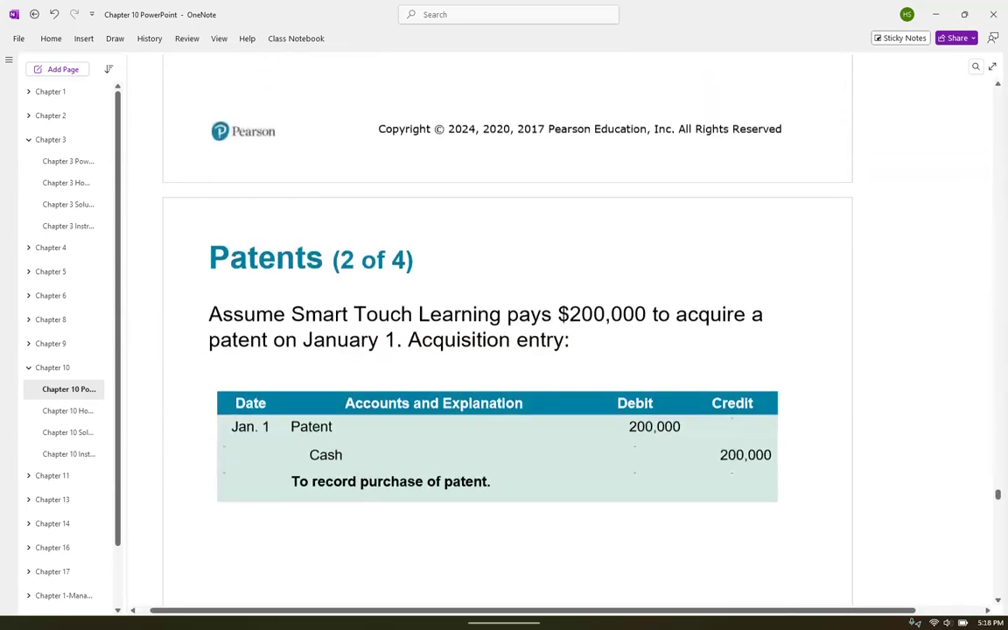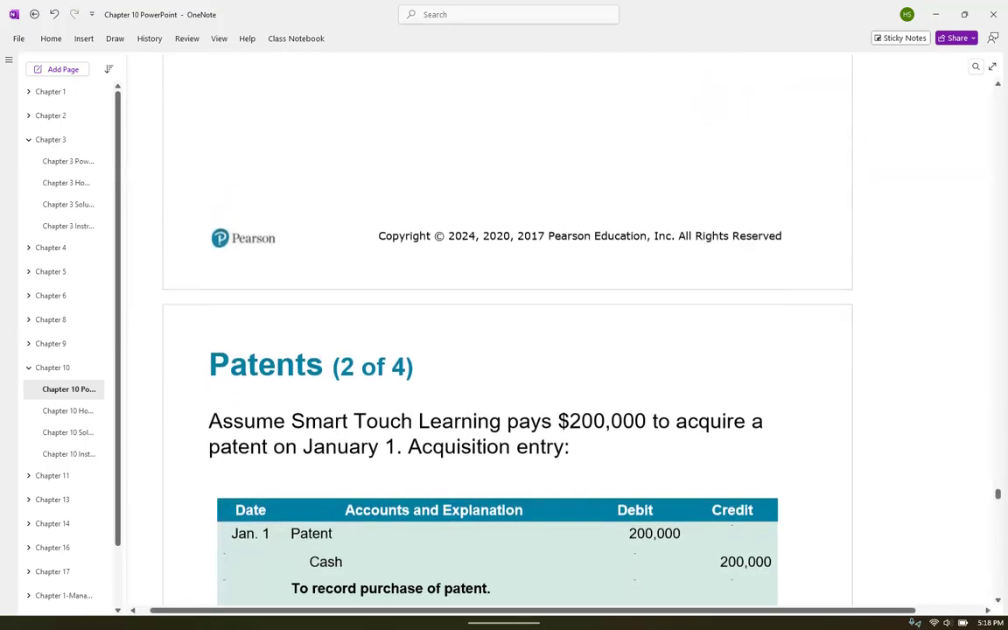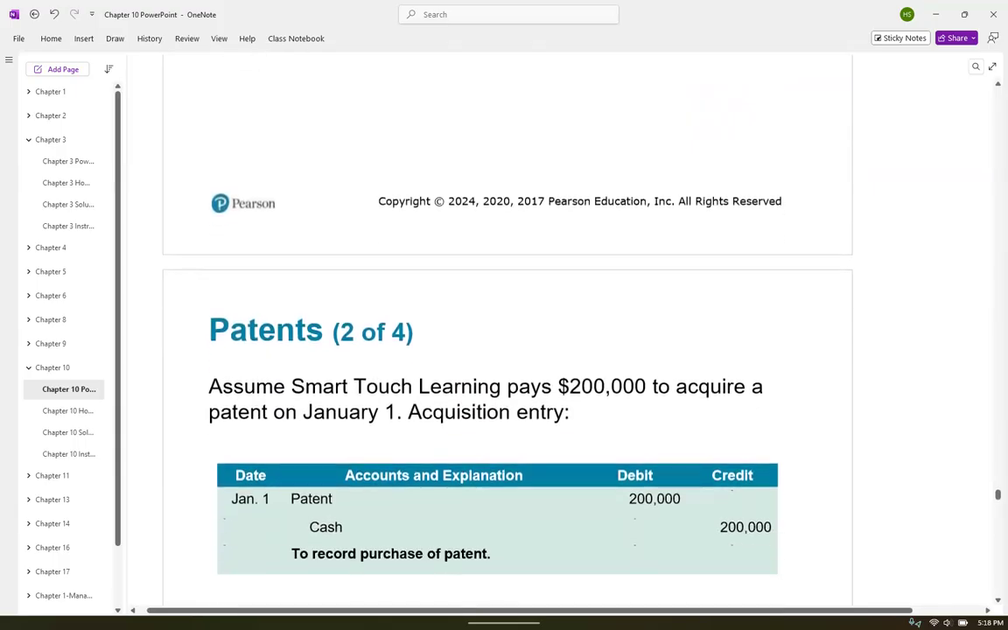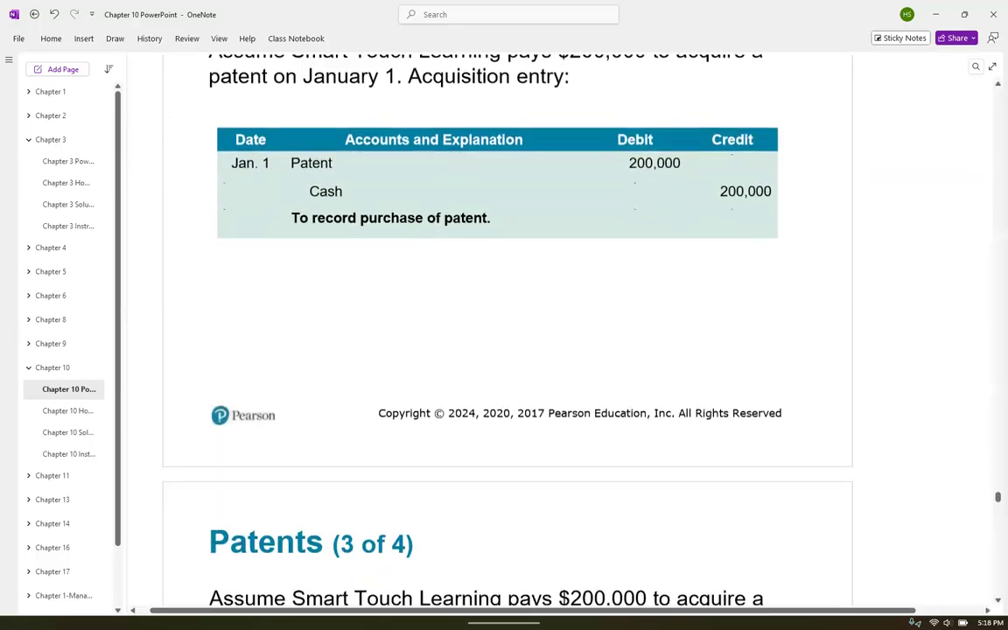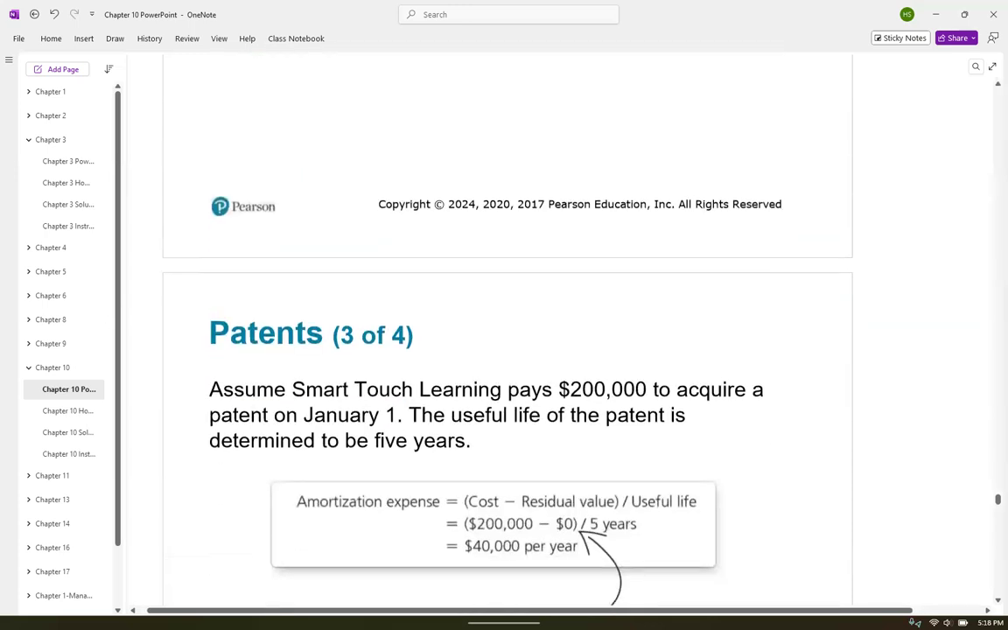So they give us an example here. Assume that Smart Touch Learning pays $200,000 to acquire a patent on January 1st. We're just going to make the acquisition. We are going to debit patent for 200,000, credit cash. Then they tell us that the useful life of the patent is determined to be 5 years. Usually, there is no residual value on this. This is more like straight line. There could be a residual value, just whatever the problem says.